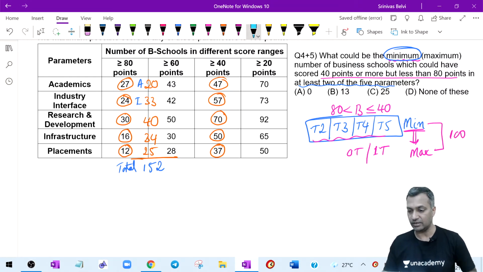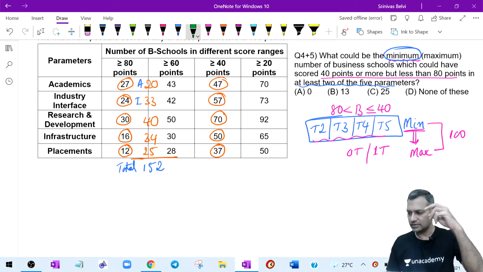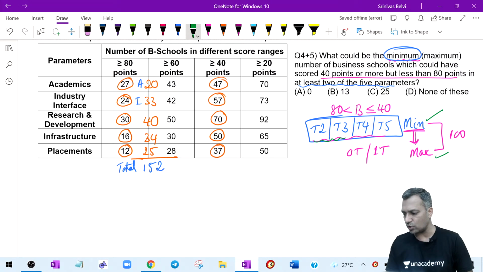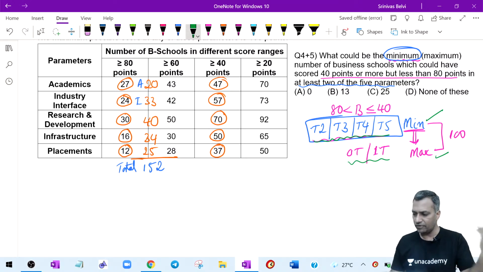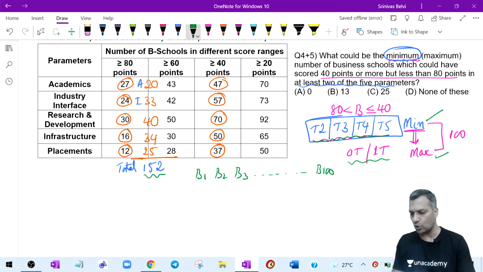I can do it directly. Minimize this means maximize the counterpart, because if you don't want tokens 3, 4, 5, then you want token 0 and token 1 to be maximum, because the total number of B schools is 100. So what you will do, you first give everybody one token, B1, B2, B3 up to B100, because you have to get rid of these 152 tokens. All right, 100 tokens are gone. But how many tokens more are there? Another 52 additional tokens.